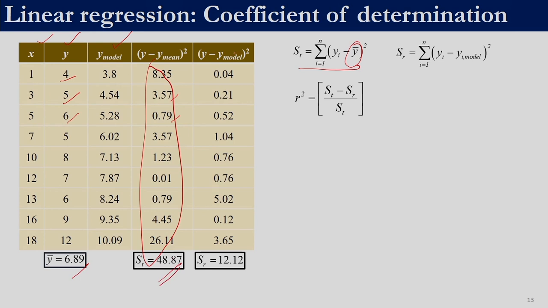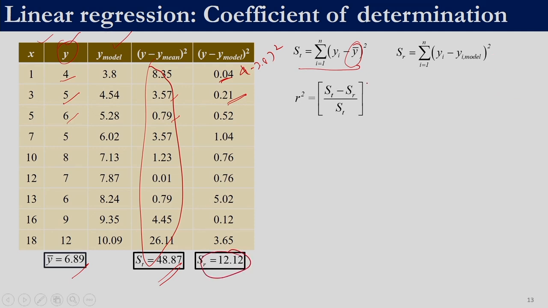We also have the model now. So 4 minus 3.8 the whole square turns out to be 0.04. 5 minus 4.5 the whole square will be 0.21. Similarly, we can calculate the error between the observed or measured value y and what is predicted by the model. The model we have previously determined: the coefficients were 3.43 and 0.37. This was a naught and this was a1, and the model was y is equal to a naught plus a1x. So these are the SR values.